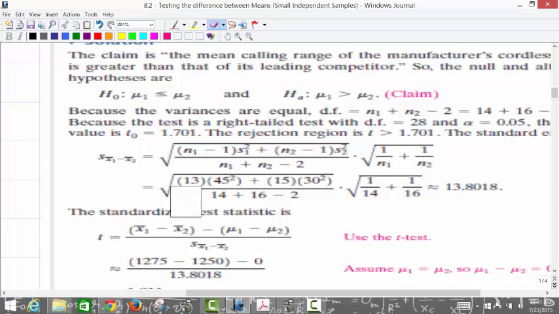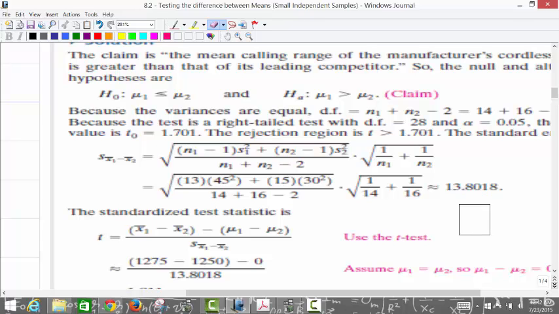So 13 is n minus 1, 14 minus 1, times 45 squared. That was the standard deviation for the group 1. N2 was 16, so 16 minus 1 is 15, times that standard deviation, 30 squared, all over 14 plus 16 minus 2, times 1 over N1, 1 over 14, plus 1 over 16. So you put all that in the calculator, and you come up with 13.8018.